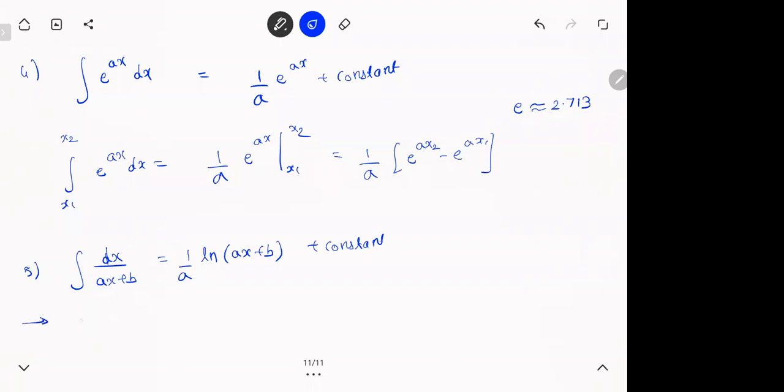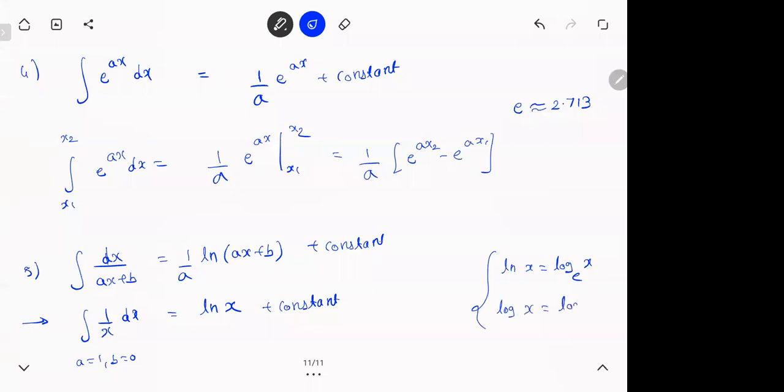In this, the simpler version is 1 by x. A is 1 and b is 0. This is that x power 1 ka integral, okay? Remember, n is equal to minus 1 we didn't take. For that, this is the formula: ln x, because ln x ka differential is 1 by x. So ln x is nothing but log x to the base e. When someone says log x, it means log x to the base 10. Don't worry too much about the logs, we will be seeing that later on.